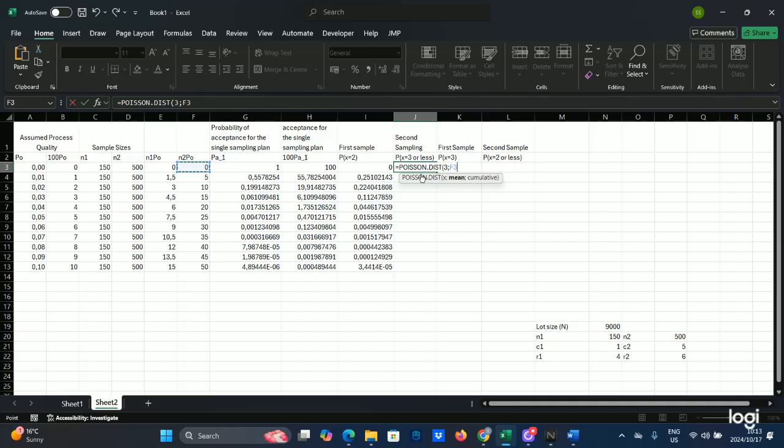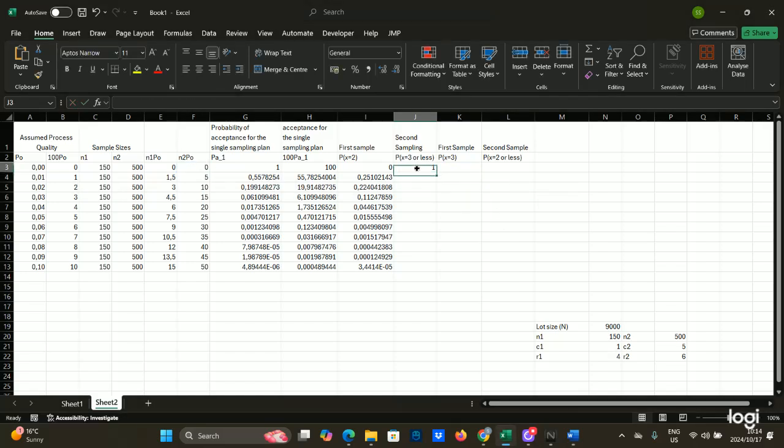And then your cumulative: since they are looking for the probability at 3 or less, so something or less, you're looking for cumulative probability. So you're going to use true, and then equals, and then we will drag. So now after we've dragged, calculate what would happen if they found 3 defectives.